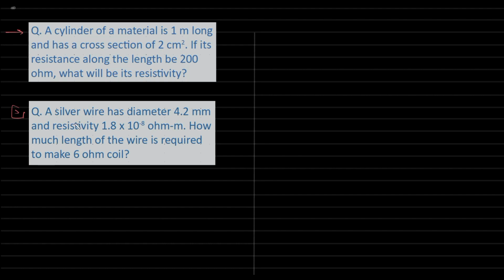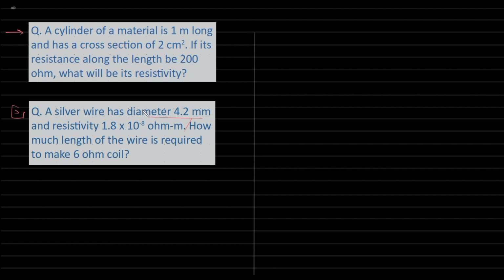I'll explain. A silver wire has a diameter of 4.2 millimeter and the resistivity is 1.8 into 10 to the power of minus 8 ohm meter. How much length of the wire is required to make a 6 ohm coil?